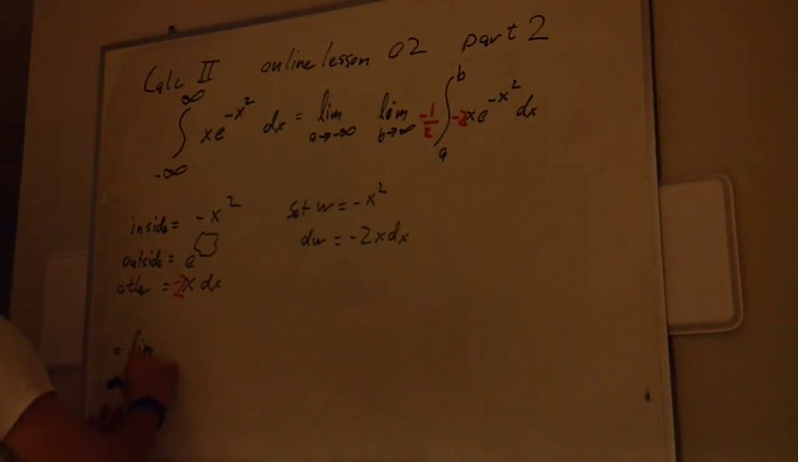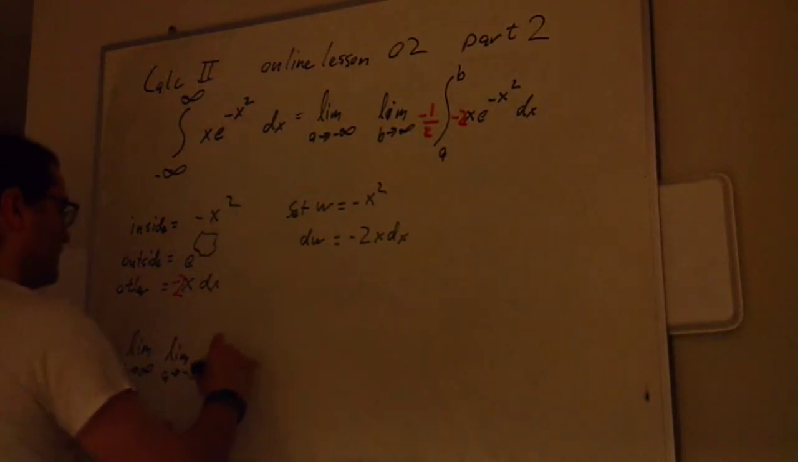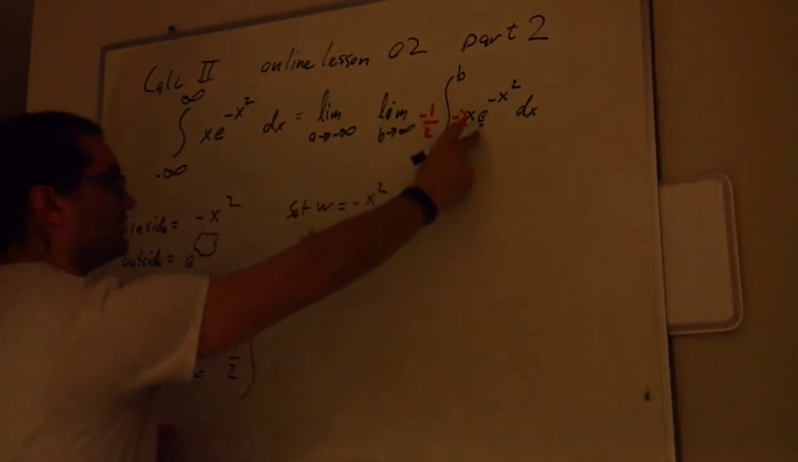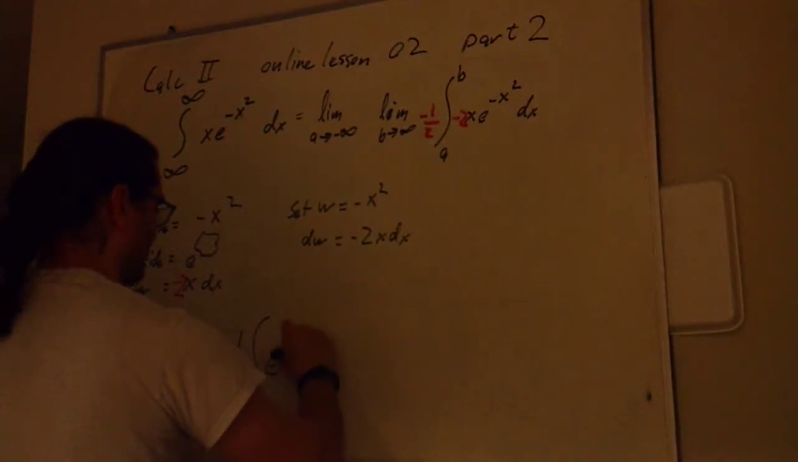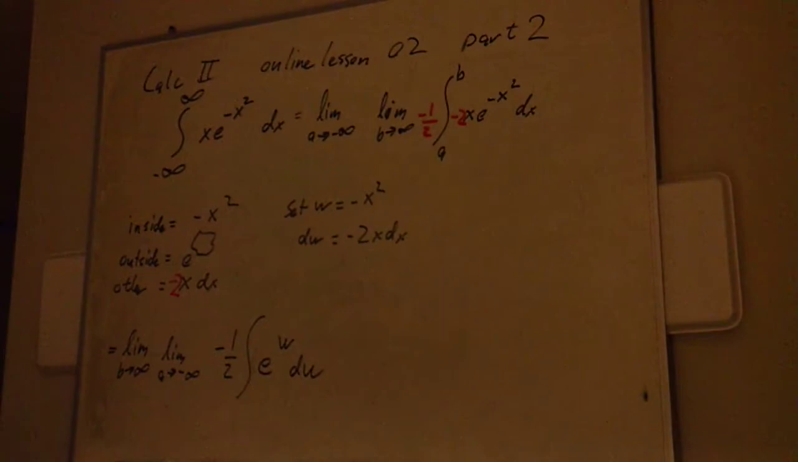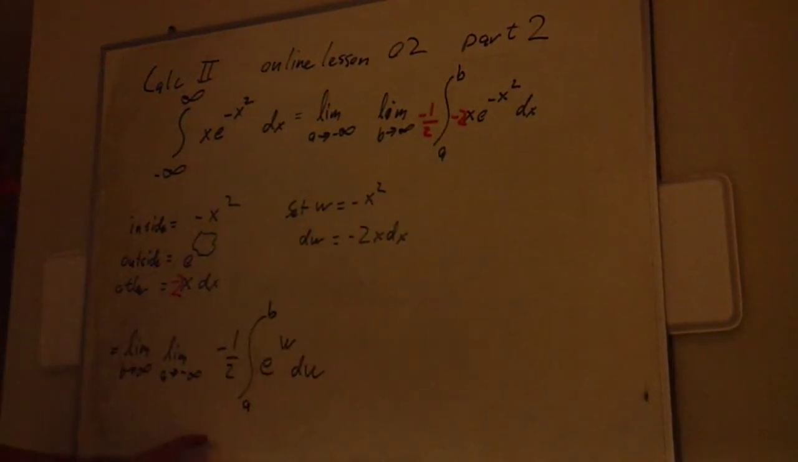And now I'm left with, if I can start here, the limit as b approaches infinity, of the limit as a approaches negative infinity of negative 1/2 still on the outside. The integral is now e to the w dw. Oh, from a to b. If I do that right.